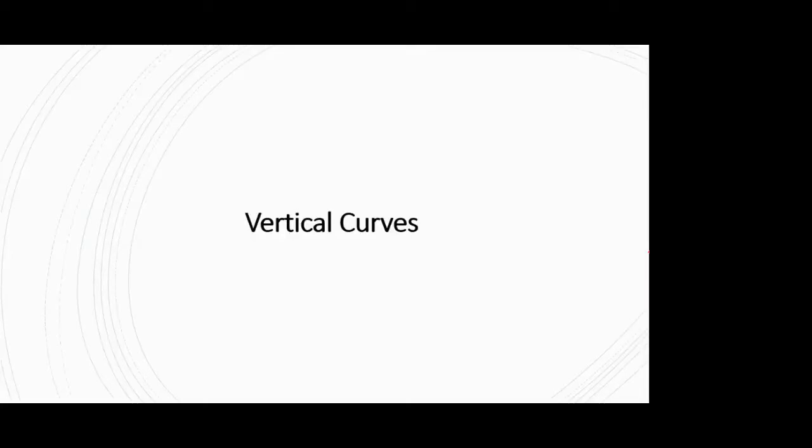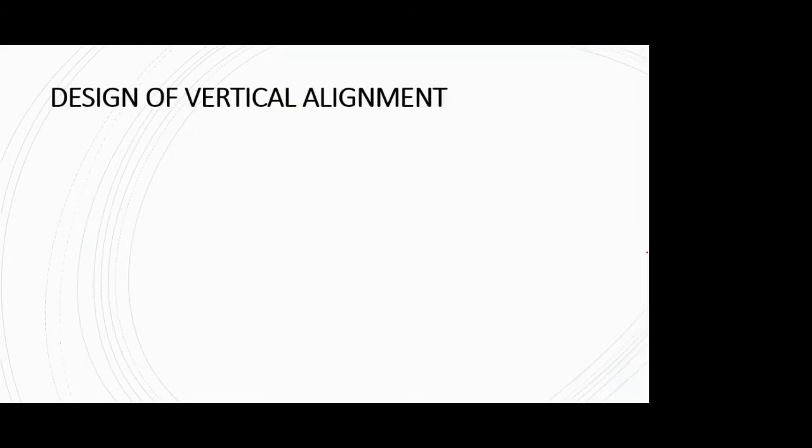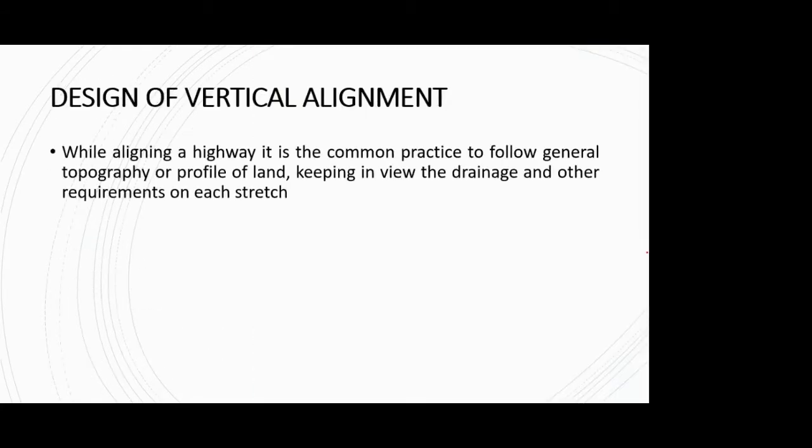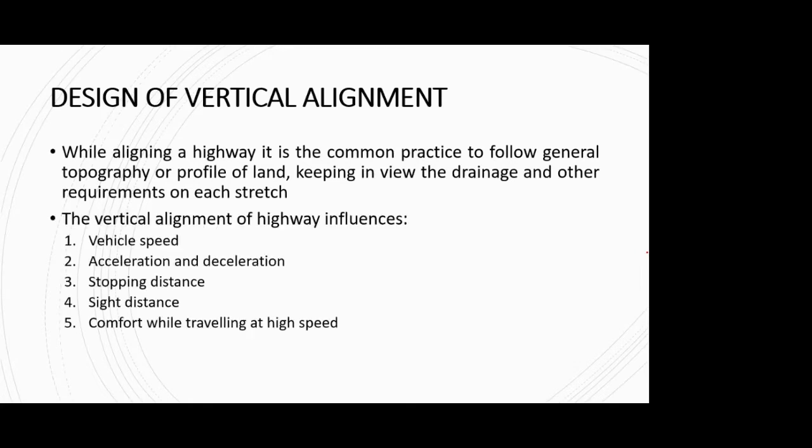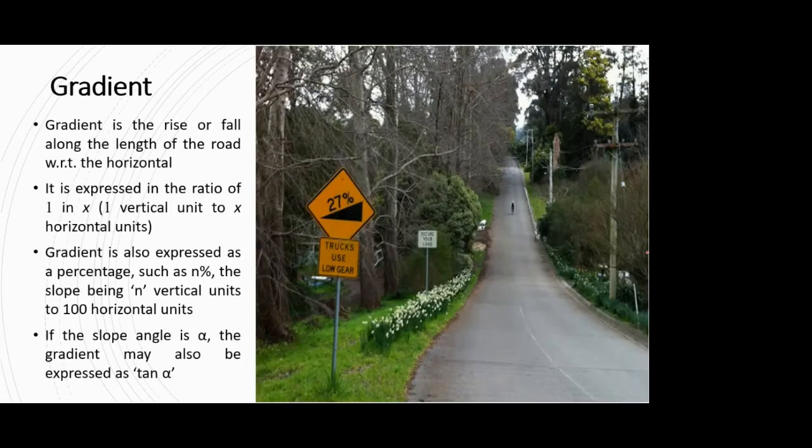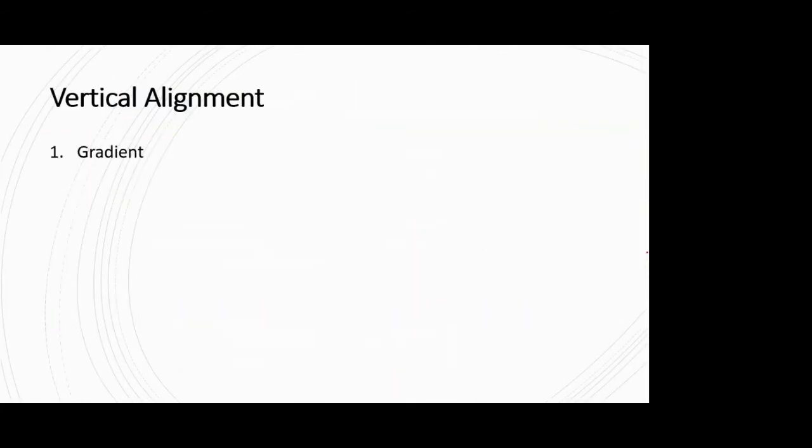Today we are going to discuss the second component of a vertical alignment, that is the vertical curves. And before that, just to revise what we had seen in the last lecture. In the last lecture, we started with the design of vertical alignment, and in that we saw that vertical alignment has two components. One is the gradient and another is the vertical curve.